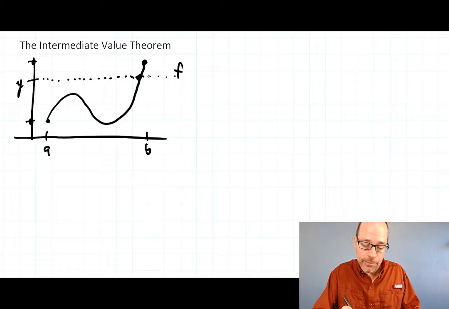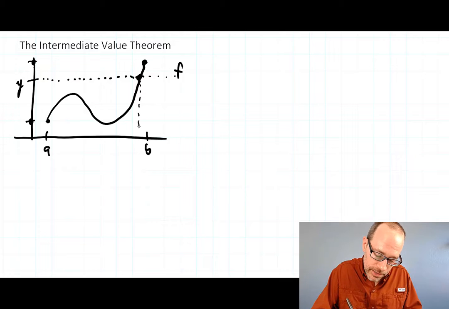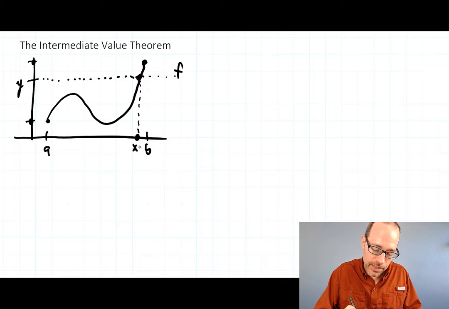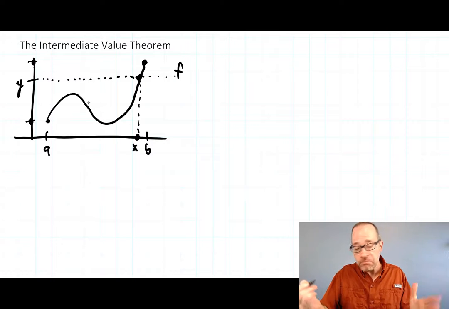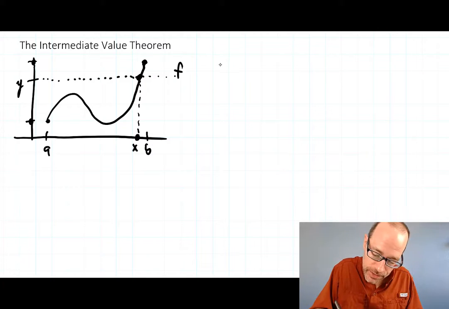There can't be a gap in f, which means that there's an x somewhere between a and b, so that f of x is y. That's all the theorem says. So here's the statement.